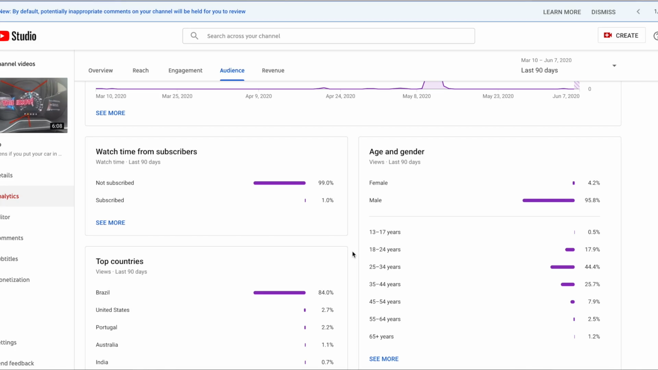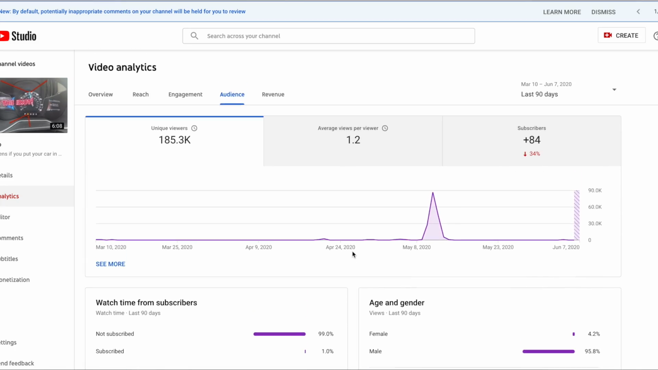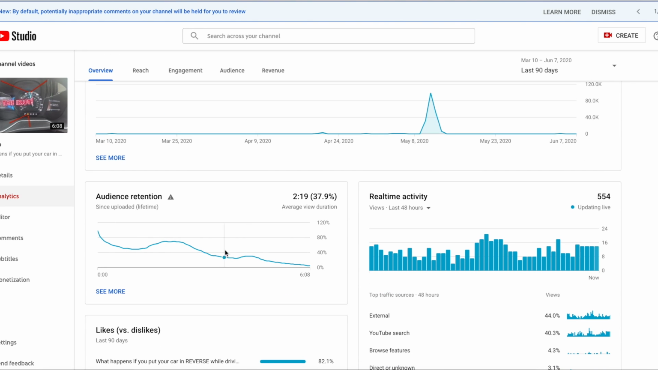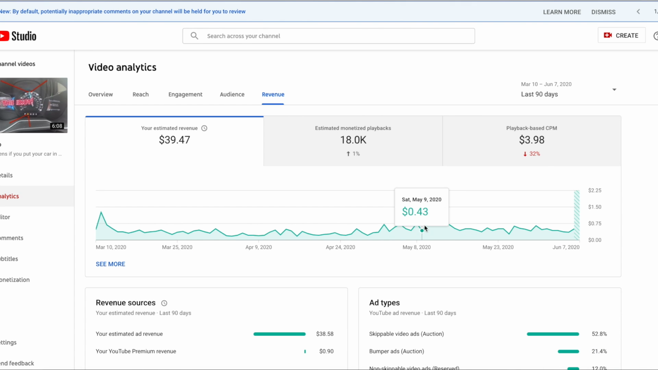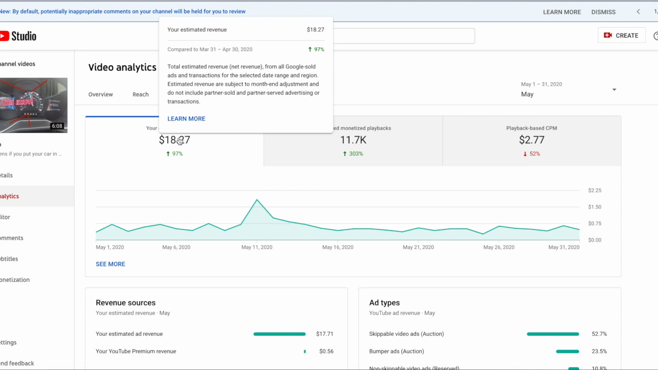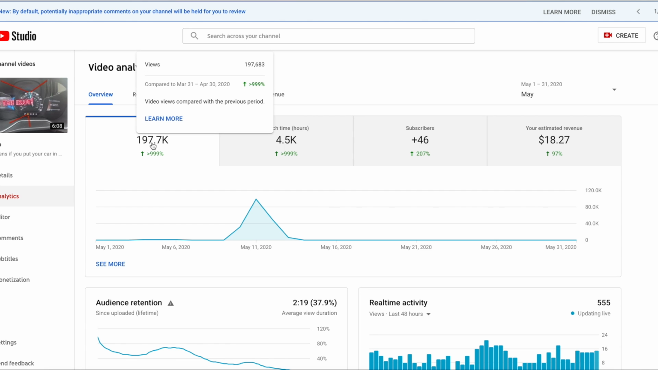And also if we go back to the watch time. So overview here, average retention or audience attention is 2 minutes and 19 seconds. That's 37.9% of the length of the video. So if we look at these main days here where the video actually got views, which is about 99% of the views for the 90 days that we're looking at here. So for the month of May, which was the majority of when this video again got views, it was $18 in ad revenue for 197,000 views.